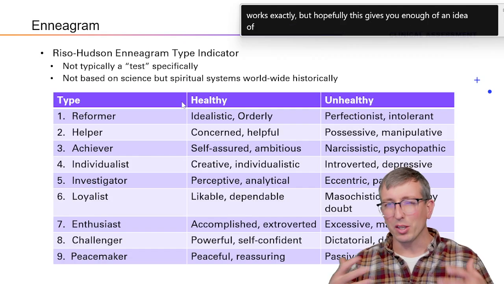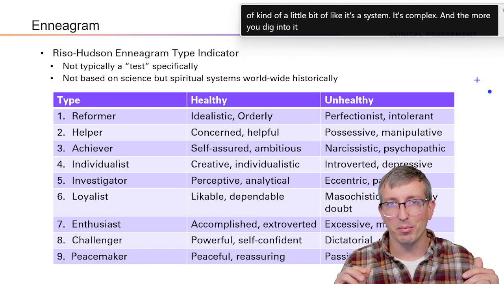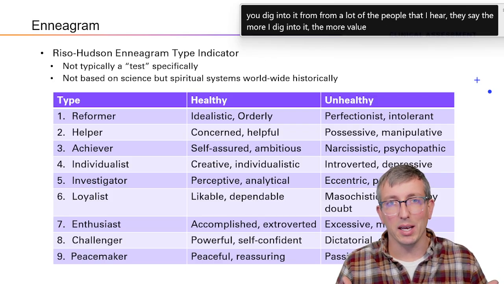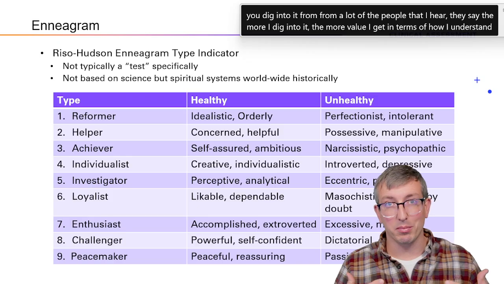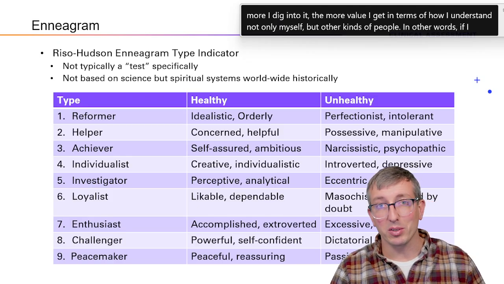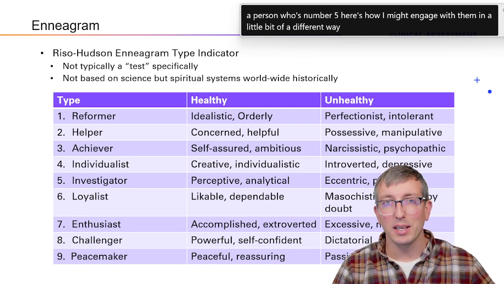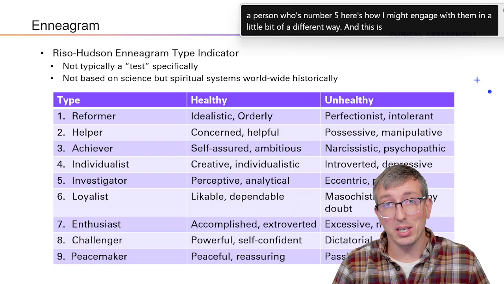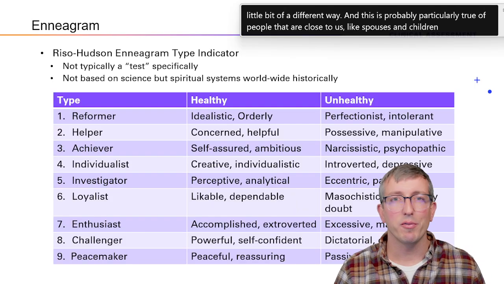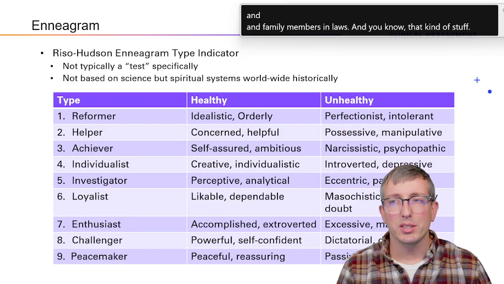of a system that's complex, and the more you dig into it, from a lot of the people that I hear, they say the more I dig into it, the more value I get in terms of how I understand not only myself but other kinds of people. In other words, if I meet a person who's a number 5, here's how I might engage with them in a little bit of a different way. And this is probably particularly true of people that are close to us, like spouses and children and family members, in-laws, and that kind of stuff. So I'll let you guys dig into that.